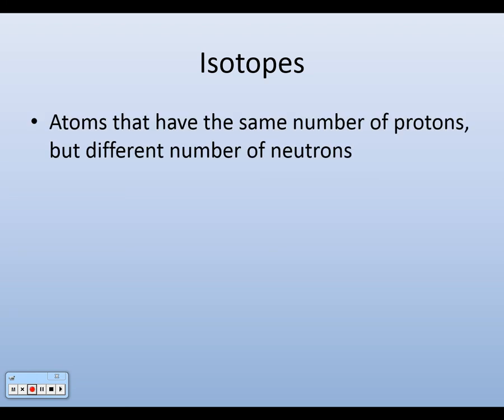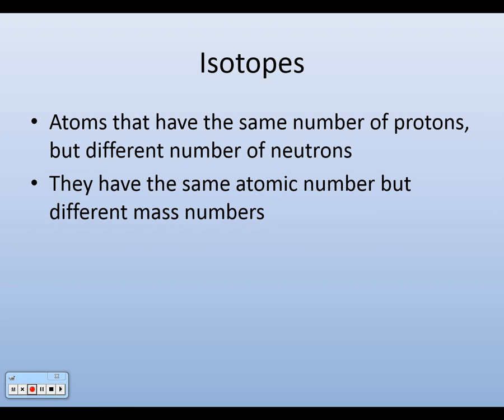So this is a concept from last section, right? They are atoms that have the same number of protons, but a different number of neutrons. And that means they have the same atomic number, but different mass numbers. Okay? And to fill in your outline, they're the same element, but they have a different mass number, right?